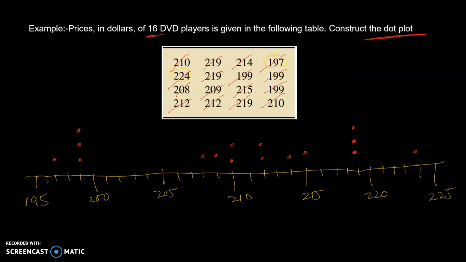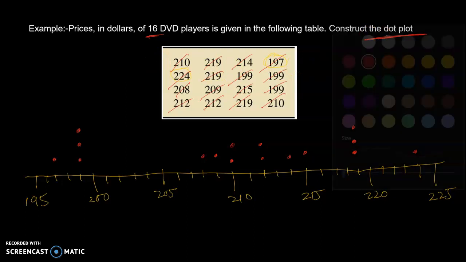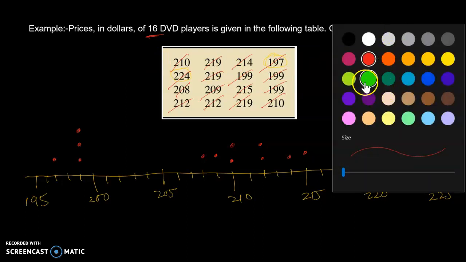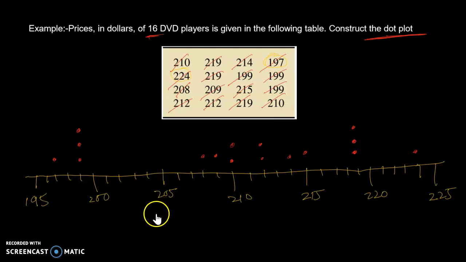At the final step, we put a title at the bottom. We give a proper title here. What is this indicating? These are the prices of DVD players. So this just gives a nice title so that everybody understands what this plot is about.